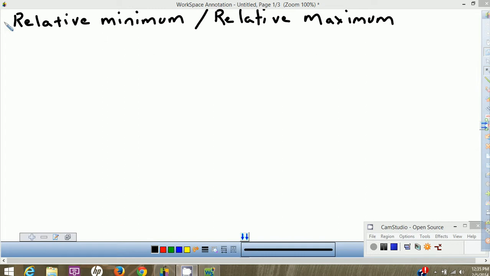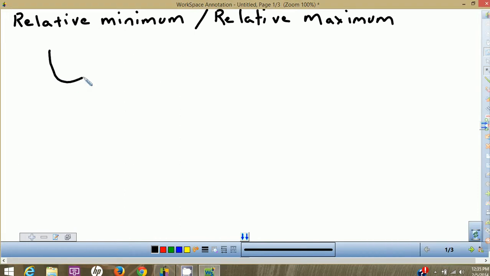In our quadratics unit, we talked about finding the minimum and the maximum of the function. Well, that's all well and good if you have a quadratic and you only have one relative minimum or relative maximum. But what if I have a function that looks like this? My cubic functions sometimes look like that.